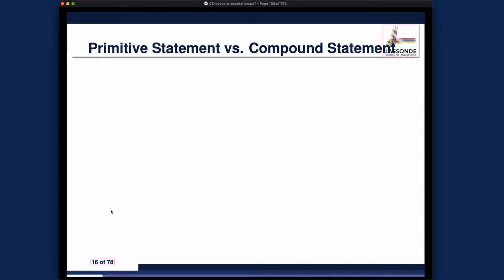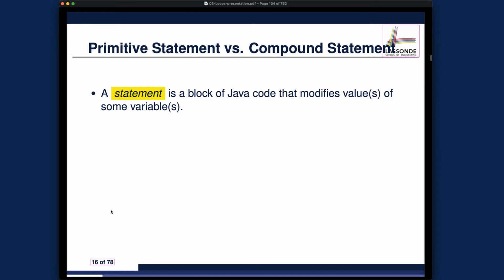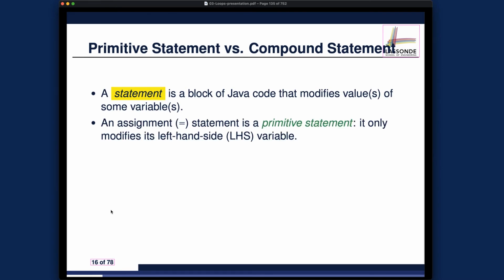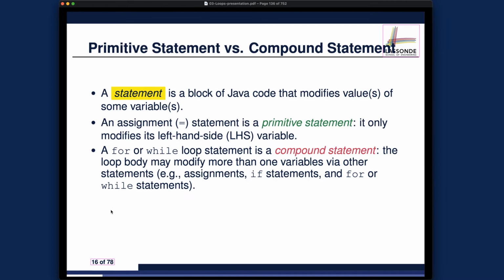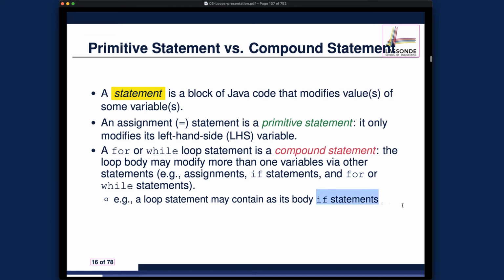Okay, primitive statement versus compound statement. This is from what you learned in the selection lecture. A primitive statement is simply an assignment. If you put multiple primitive statements together, it will be a compound statement. In our case, it will be a for loop, which may contain some if statements, or it might contain another loop statement like a nested loop, which we'll see later.